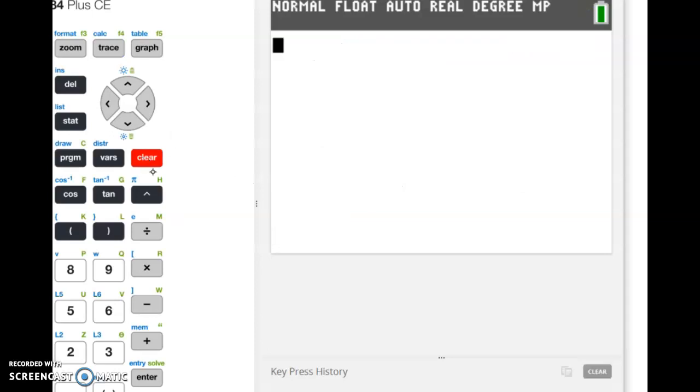Okay, so to see how this works on the calculator, sorry I don't have my whole calculator here, but here's my tan, and so I just go second, and then that'll give me inverse tan, and then just pass in my ratio of 3 divided by 4, and enter.